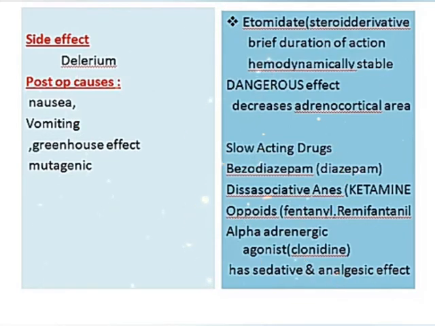crisis. Lastly, our slow-acting drugs include benzodiazepines, which is diazepam, dissociative anesthetics such as ketamine, opioids including fentanyl and remifentanil, and even alpha-adrenergic agents are used as sedatives and have an analgesic effect, such as codeine, which is also used in cough medicine.